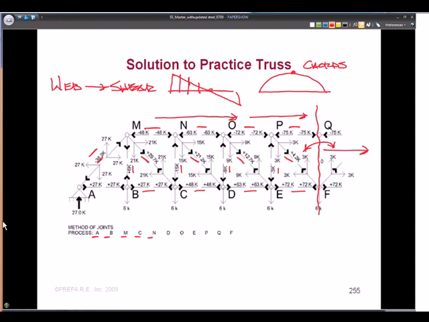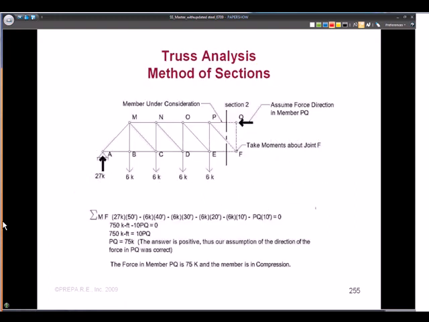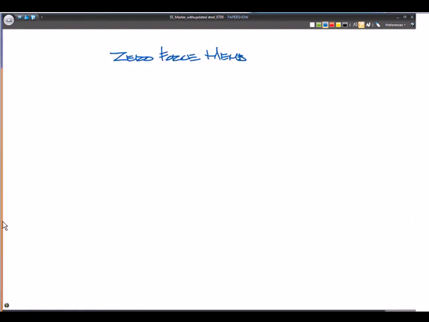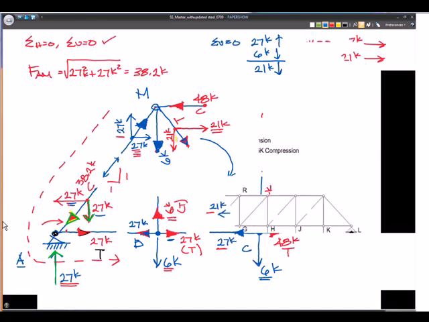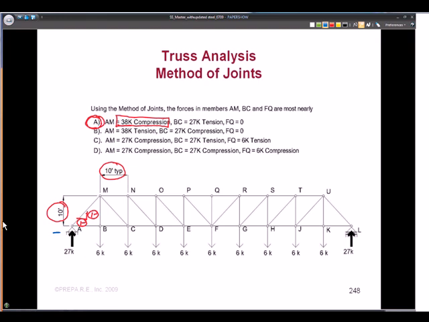Okay? Okay, the next thing that we want to talk about are the zero force members. The approach that you want to use with zero force members is sort of an all or nothing approach as a test. Okay, so let's look at our truss, and I'll give you several examples for zero force members as well, besides this one in the problem.